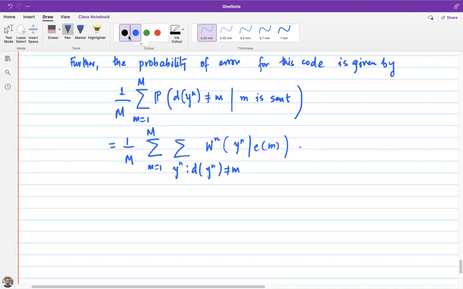One more point I want to emphasize here: the summation that I have brought in for the output alphabet actually assumes that this Y space that we are considering, the calligraphic Y, is a finite set.